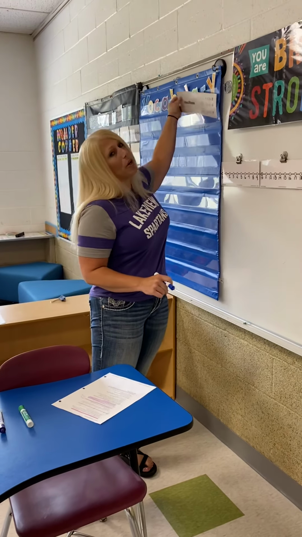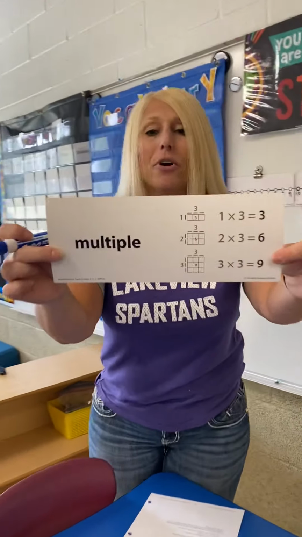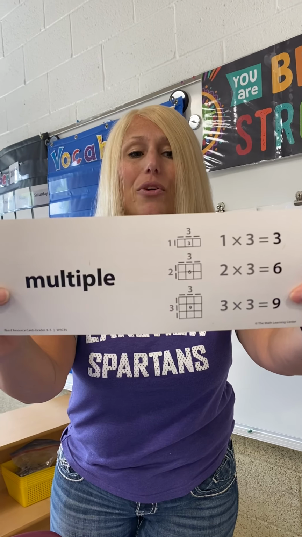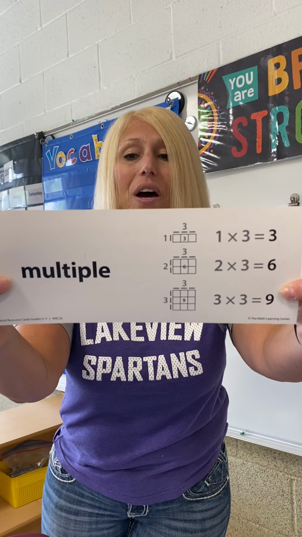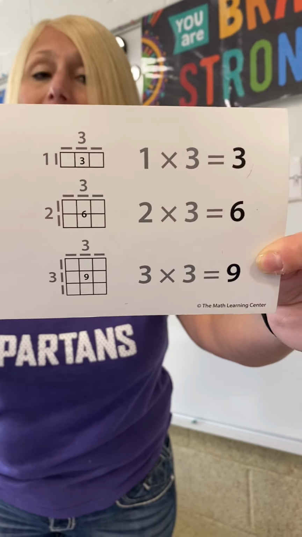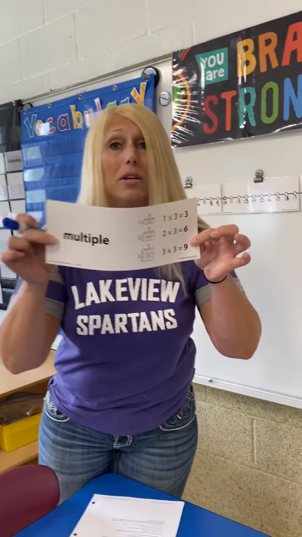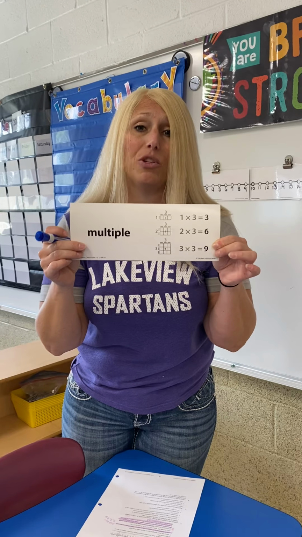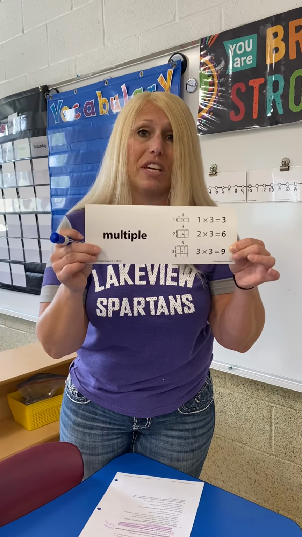So a multiple, we're going to look at a vocabulary card. A multiple is a number that is the product of a given whole number and any other whole number. A number that can be divided by a given number without a remainder. For example, 3, 6, 12 are multiples of 3. So an easier way to explain that is if you can skip count and you land on that number, it's a multiple of that number. And that's what we're going to be doing today. So we're going to be skip counting to find multiples of each number.